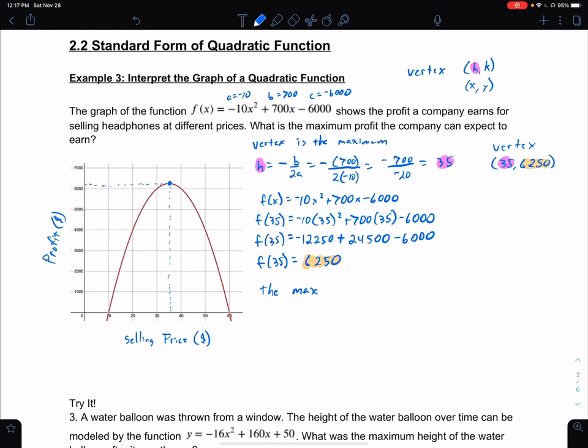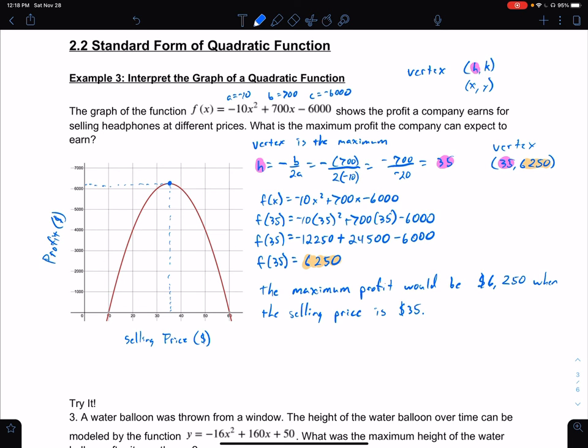So the maximum, we're now going to interpret that answer. The maximum profit would be $6,250 when the selling price is $35. All right, what are we selling here? Selling headphones. So for $35 headphones, the maximum profit would be 6,250.